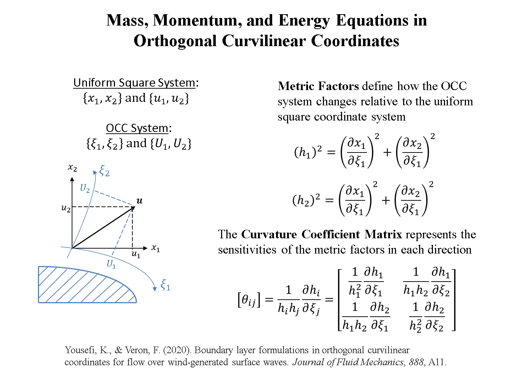To begin with, we define the relationship between a uniform square grid and the corresponding orthogonal curvilinear coordinate body-fitted grid using the metric factors shown here, as well as the curvature coefficients that represent the sensitivities of these metric factors in each direction. I'd like to point out these formulations are commonly found in the literature, and we've taken these from Asthana and Veron.